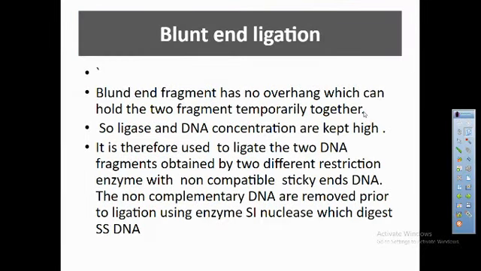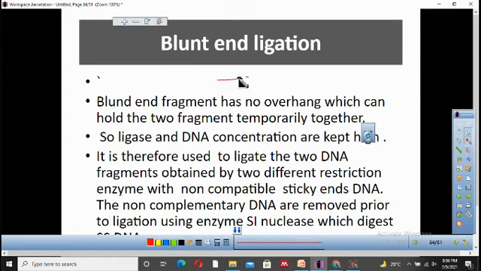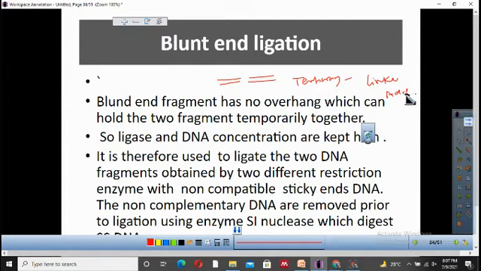Blunt end ligations. Of course, the problem always comes when the two DNA fragments having blunt ends ligate, the ligation will be temporary. Ligation is temporary. So how to make it permanent? For that purpose, we use two different molecules. One is called the linker, and another one is called the adapter. Linker is the double stranded DNA.